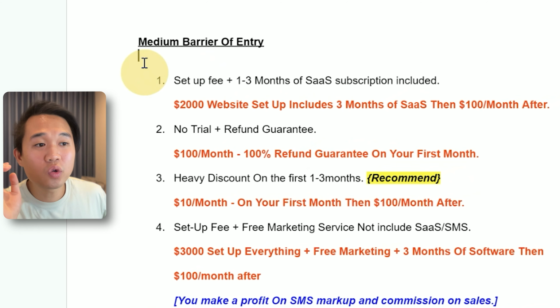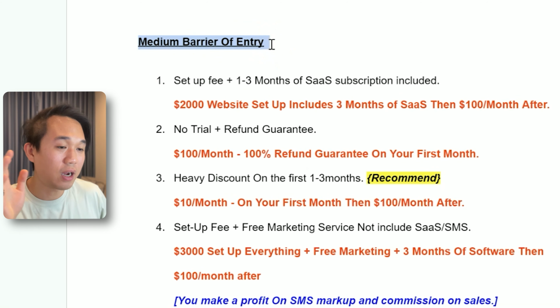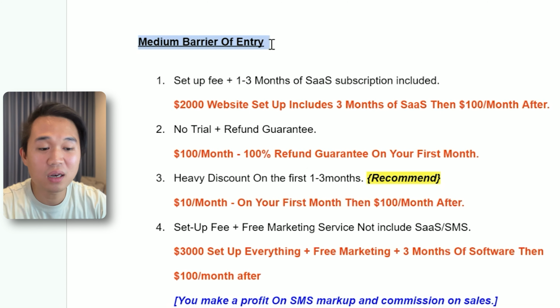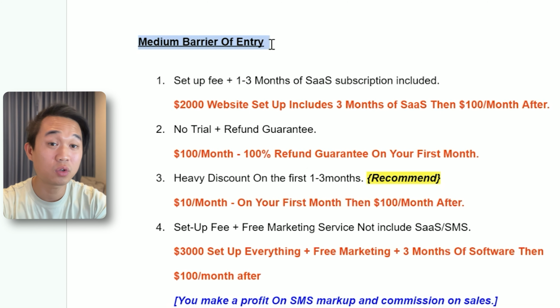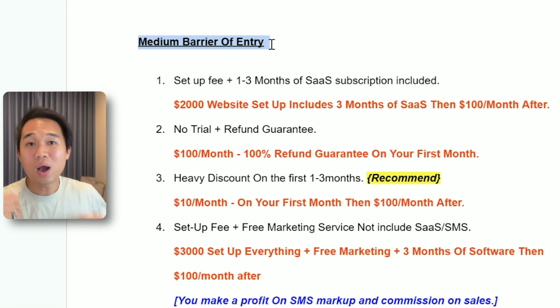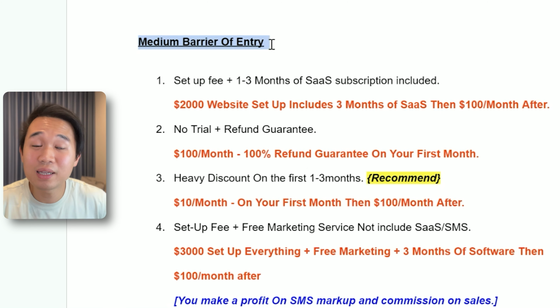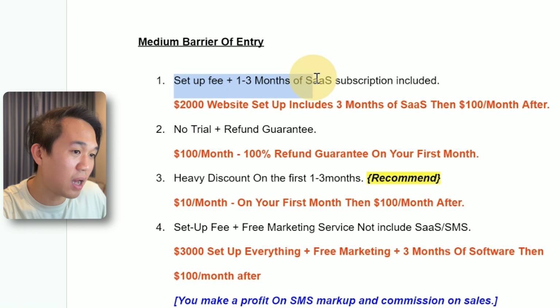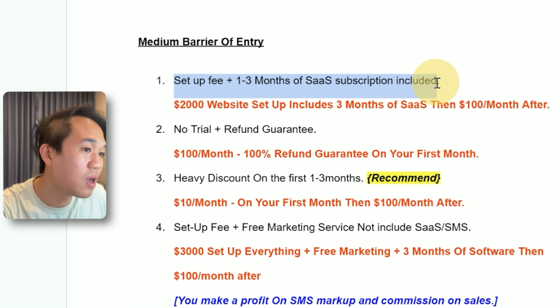So let's move on to the medium barrier of entry, right? This is what we recommend our private students to do the most, because it has a balance between medium to high cash flow, so you can keep your business afloat, but at the same time make it relatively quite easy for people to sign up to your business. So option 1, we're going to have a setup fee plus 1 to 3 months of software subscription included.